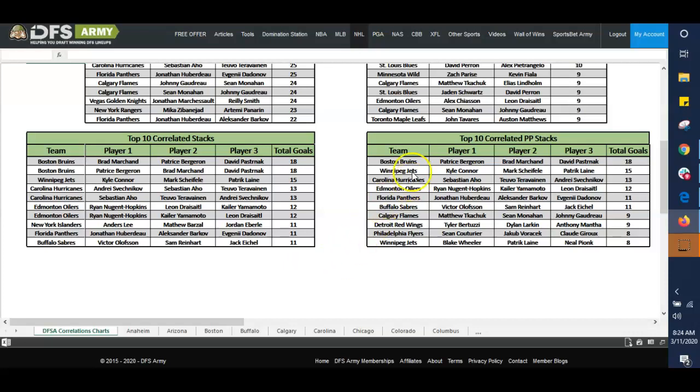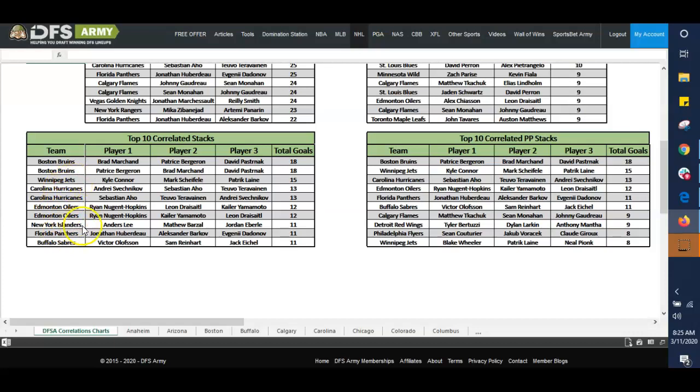If you look over here, power play wise, Winnipeg Jets, Connor, Scheifele, and Laine, that line's not together anymore. It's like Connor, Wheeler, and Scheifele or something like that. So that doesn't mean that this part of the chart is useless. It means you have to pay attention to the line changes and understand what pieces are still the same because they're still highly correlated, and what piece might have dropped out, because that makes a big difference in what you're looking at.